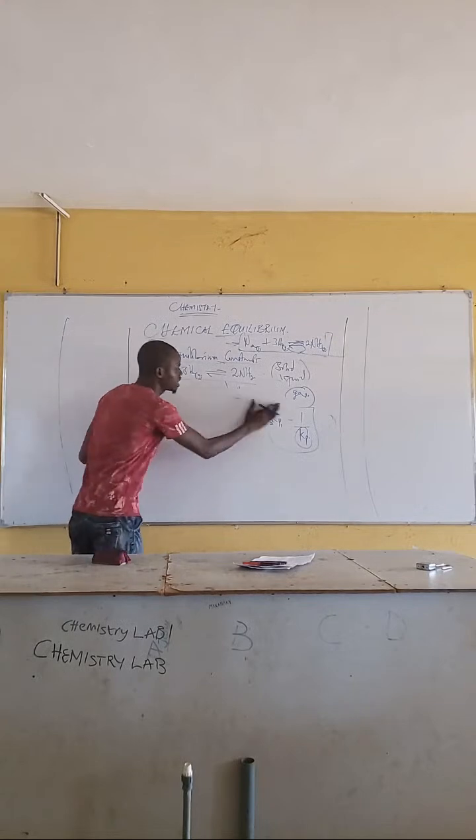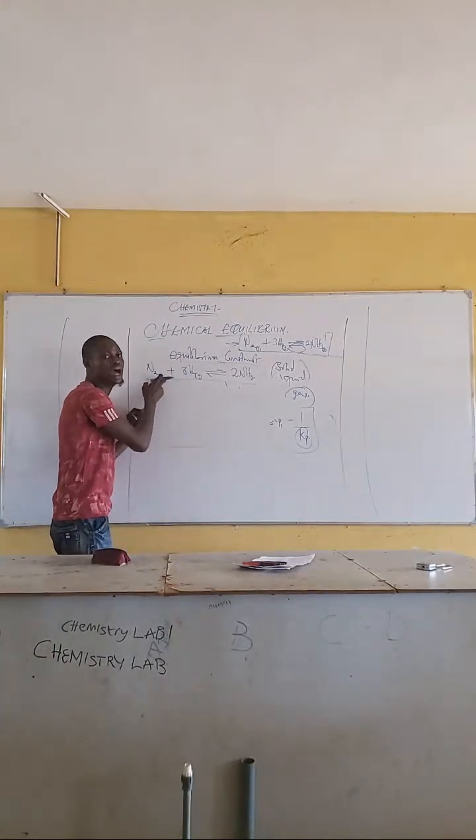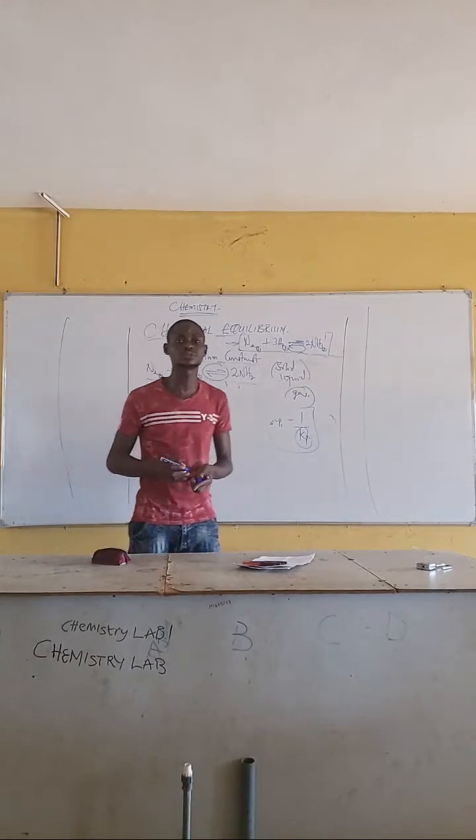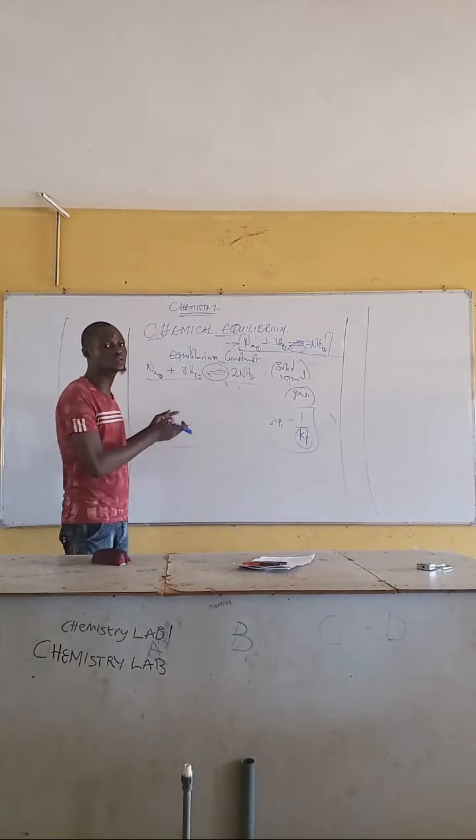Now, let's take a look at this. Don't forget I said a catalyst does not have an effect on chemical equilibrium. It can only have an effect on the rate of a reaction, the rate at which the reaction will go.